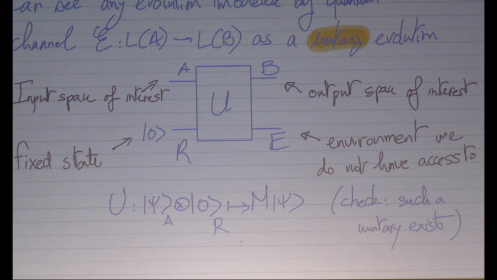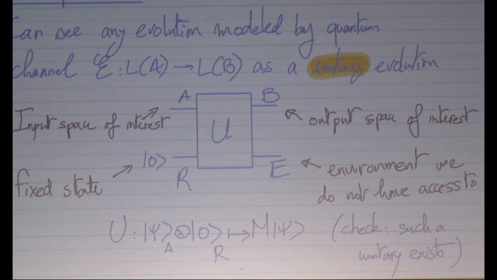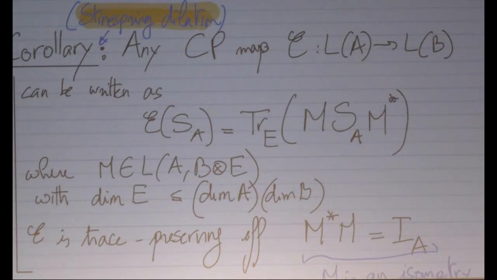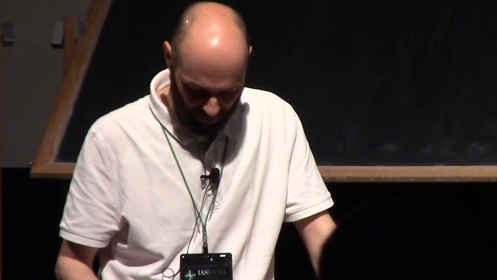Then your map from A to B corresponds to this bigger unitary on this bigger space, to which you appended zero on R, and then you took the partial trace. And again, it's simple to check that such a unitary exists from the previous course. Okay, good. Any questions?